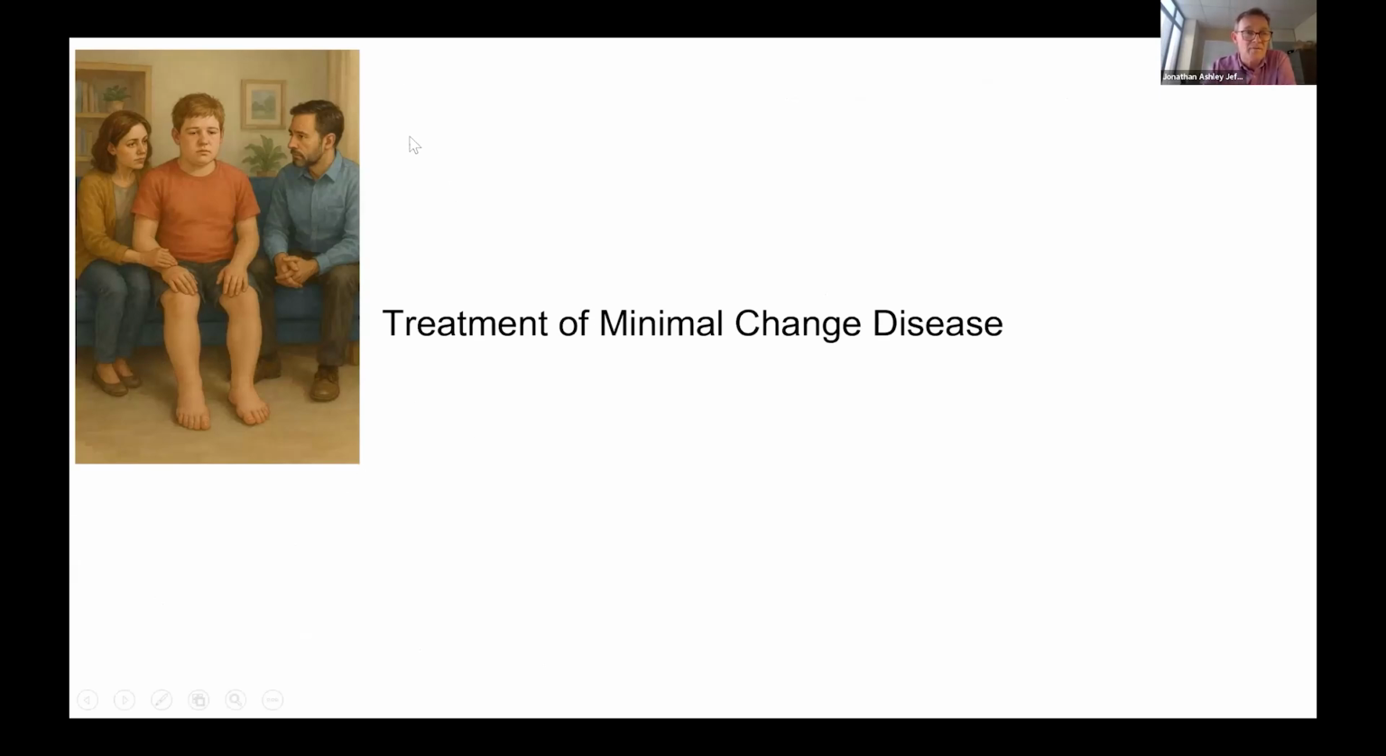When you ask AI to produce an image of somebody with minimal change disease, they do a pretty good job. They show the peripheral edema. But as you can see by the size, we've got a little bit of hallucination. Either he's huge or the parents on the sofa have shrunk. So, the joys of using AI.